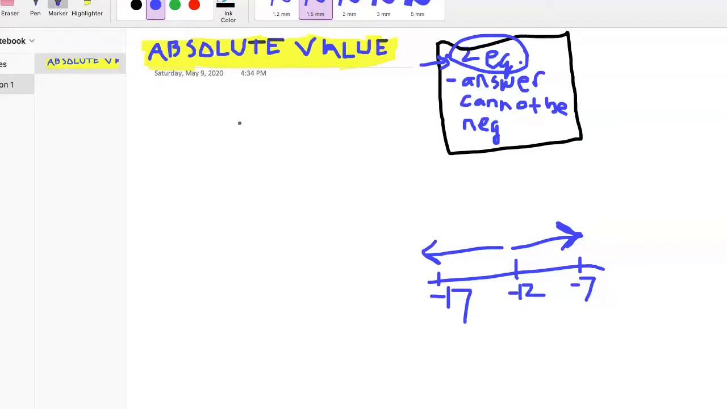Okay, so what if we see absolute value of x plus 2 equals 7? Same thing. At first, we just take the absolute value sign off. x plus 2 equals 7. Subtract 2 from both sides. 7 minus 2 is 5. Okay, so there's our first answer.